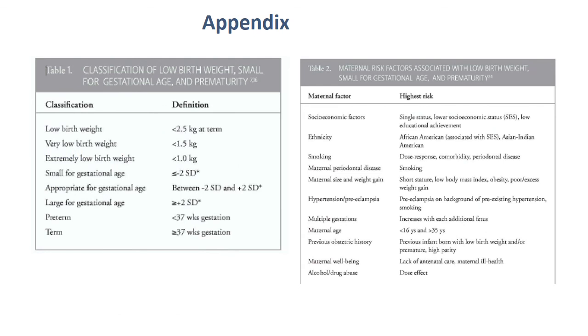Here are a few images as part of our appendix, so a table that provided a summative definition of low birth weight, extremely low birth weight, small for gestational age, large for gestational age, preterm, and term. So these were things that came out in the presentation, and this is just in tabular form. And then table 2 tells us the maternal risk factors which were mentioned. So socioeconomic factors, ethnicity, smoking, maternal periodontal disease, and the list continues. But again, these were just risk factors. They weren't definitive correlations because there was just no evidence.